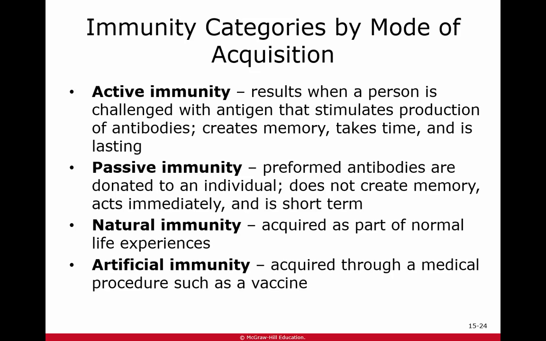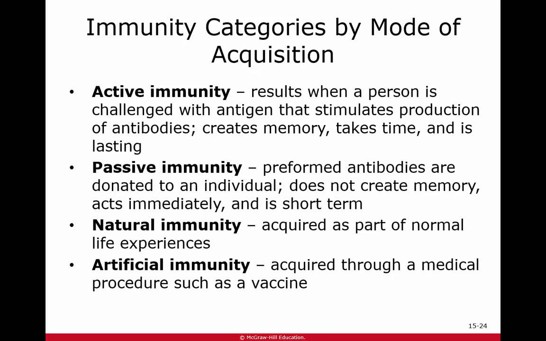Now these are categories of immunity. Active immunity: you receive an immune stimulus, which is the microbe, and that activates specific lymphocytes. So when you have this microbe, it's going to cause the production of antibodies and create memory. It does take time, but it lasts a long time. Passive immunity: preformed antibodies are donated to the individual from another source, another human or an animal. It doesn't create memory. It acts immediately. It's very short term.